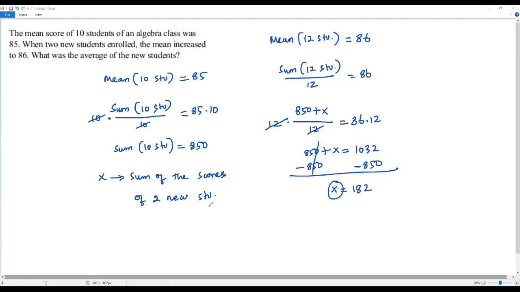Actually, this x represents the sum of the scores of the 2 new students. Our aim is to get the average of the new students. To get it, we divide the sum of the scores of the 2 new students, 182, by the number of students, that is 2. When I divide 182 by 2, I am getting 91. Therefore, the average of the 2 new students is 91.